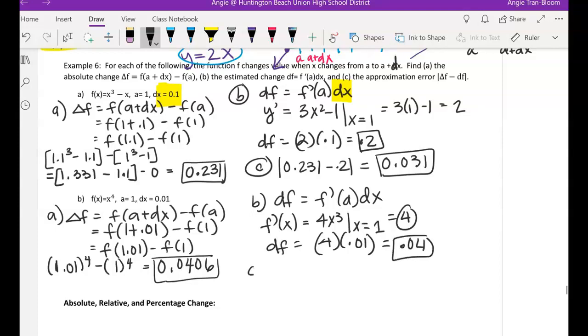This is going to give me the answer of 0.04. Okay, so an error analysis tells me that the absolute value of 0.0406, take away 0.04, is going to give me a very small difference between an actual y change from a to a plus dx and the approximation. Okay, so it's a very, very small change, which is good. The smaller the error, the better it is for the approximated formula.